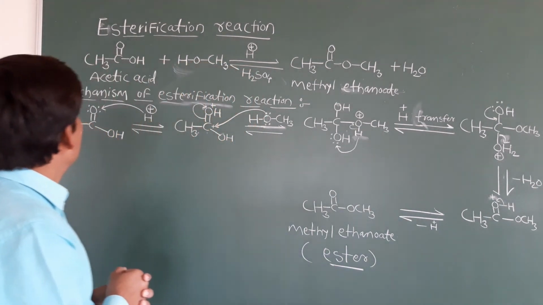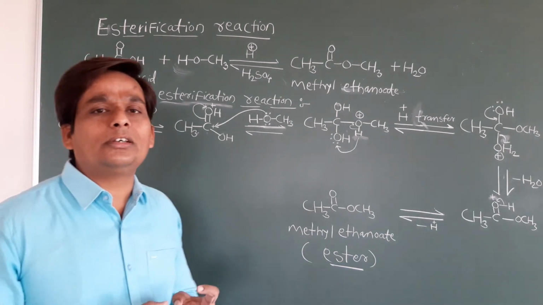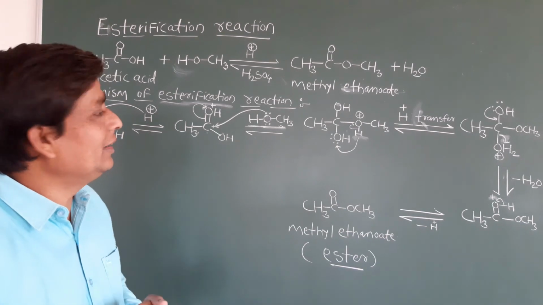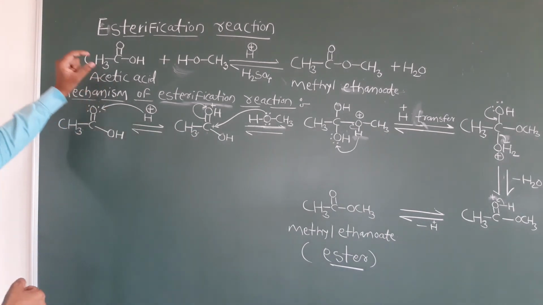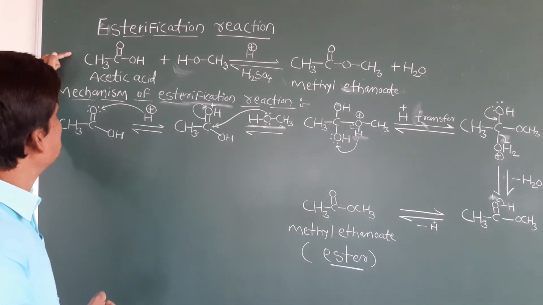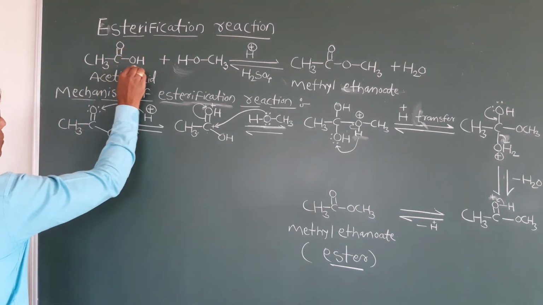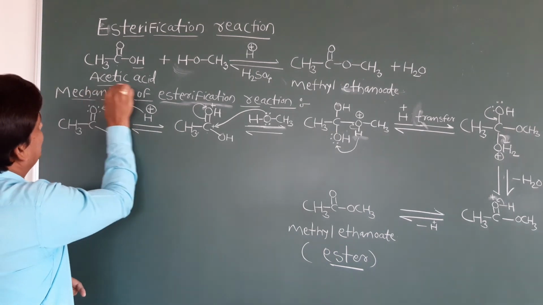Just see students, for the formation of an ester you need carboxylic acid and alcohol molecules. Then you will get an ester. Here I have taken the example of acetic acid. This is one of the carboxylic acids, CH3C double bond O OH. So this is acetic acid.